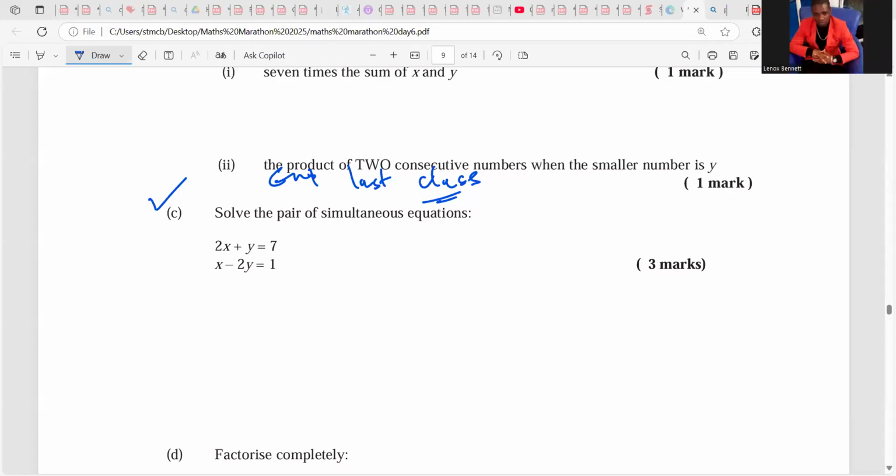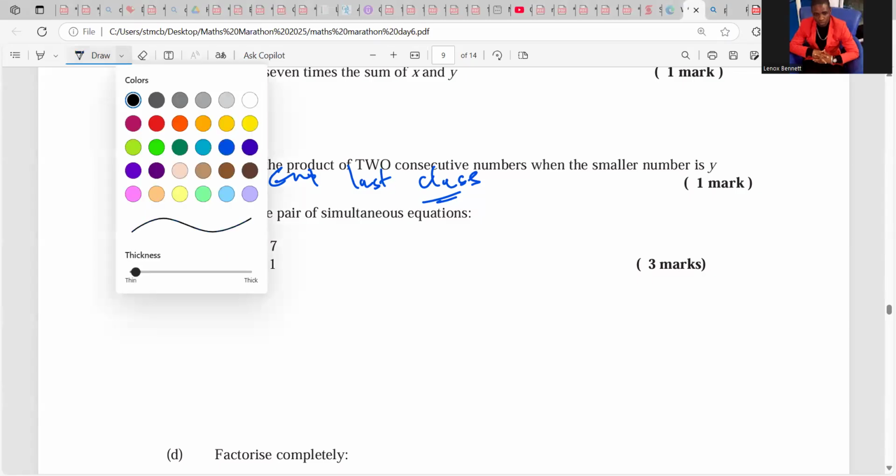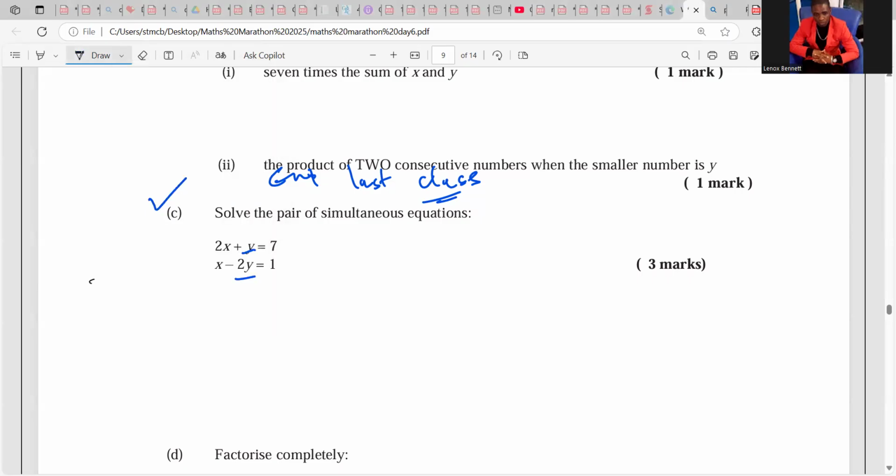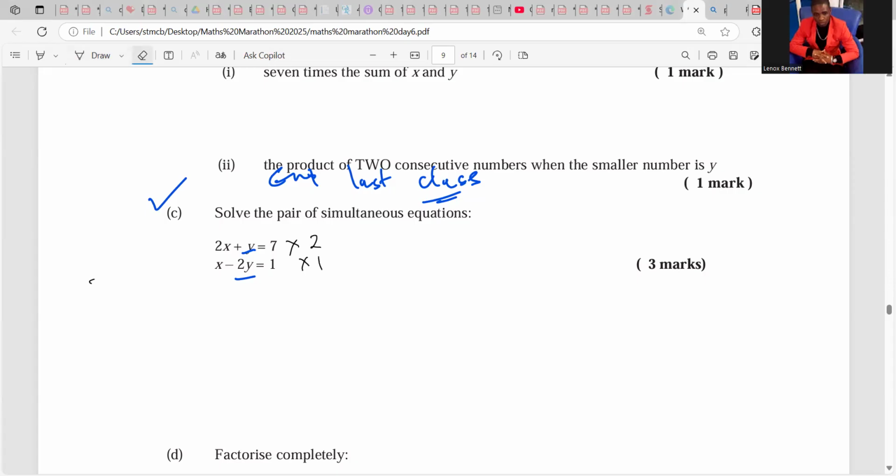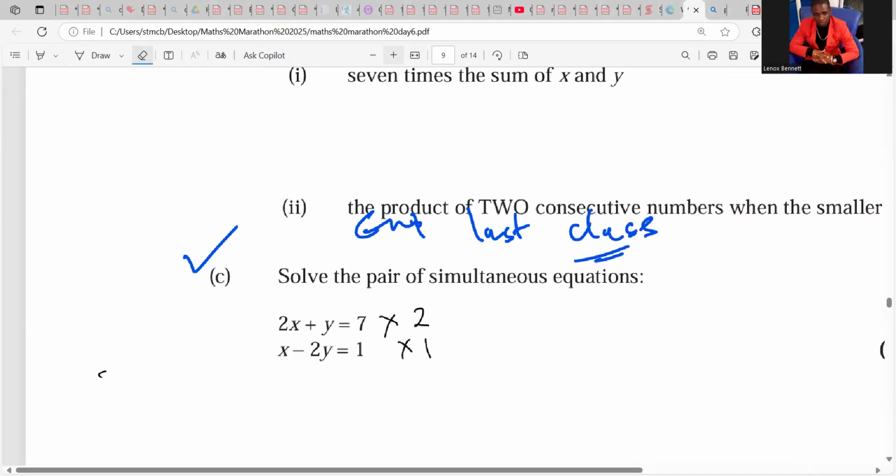All right, so we're solving this simultaneous equation. Basically, when I look at it, I'm thinking I could eliminate y easier by adding. But before we do that, we have to bring them to the same coefficient. So what I'm going to do is multiply equation 1 by 2 and equation 2 by 1. That way, I will have 2y in front of both of them. One is going to be negative, one is going to be positive, and then I can add.